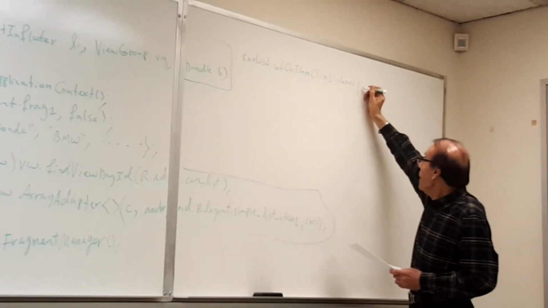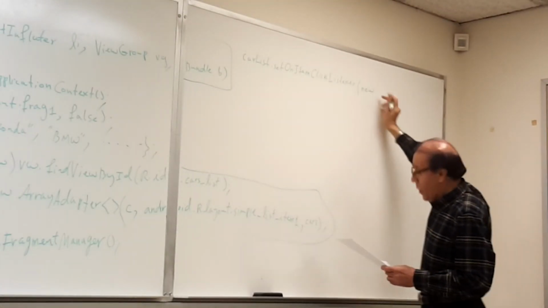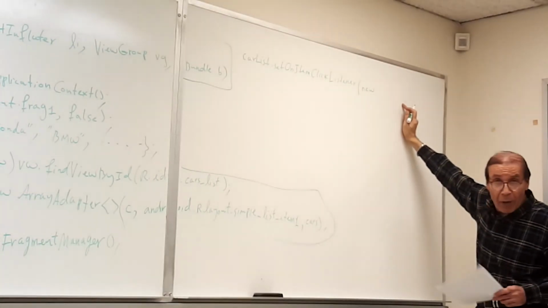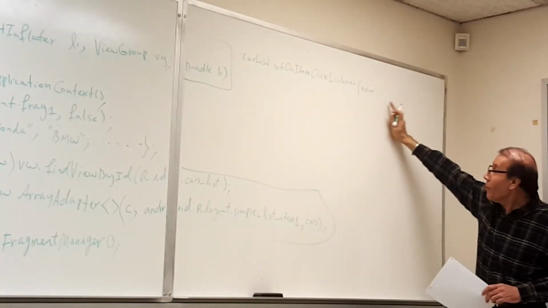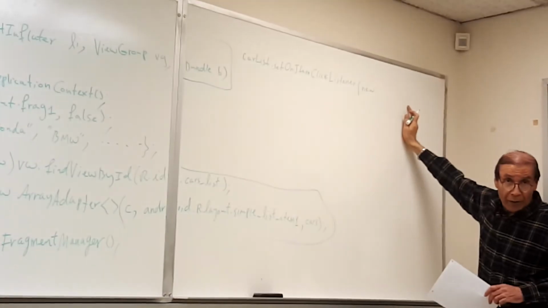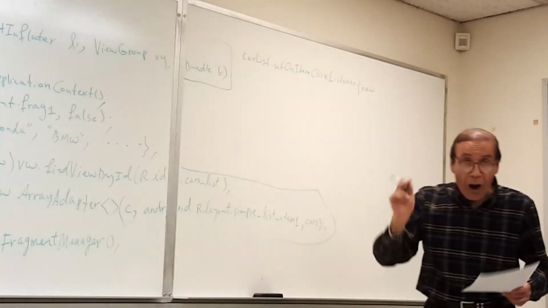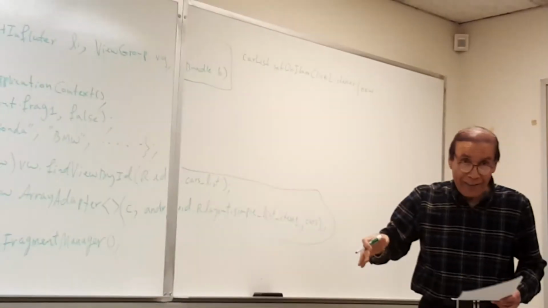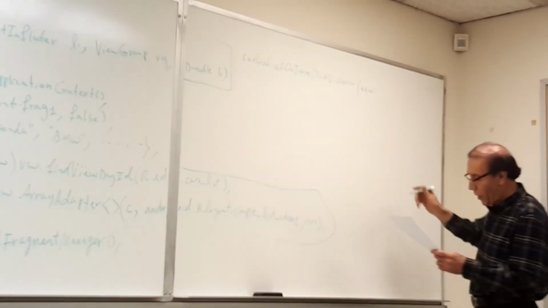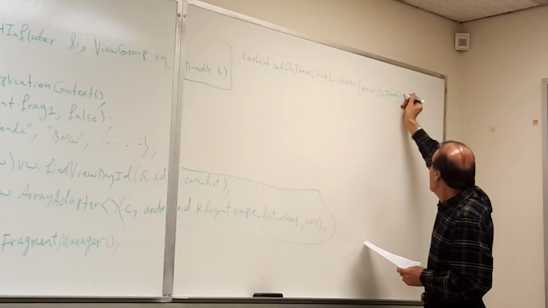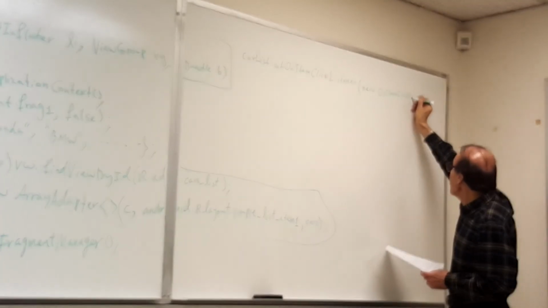Okay, now I'm going to put the name of the interface. This is the name of the interface I put there. Okay. What's the name of the interface? On item click listener is the name of the interface. Okay? On item click listener.